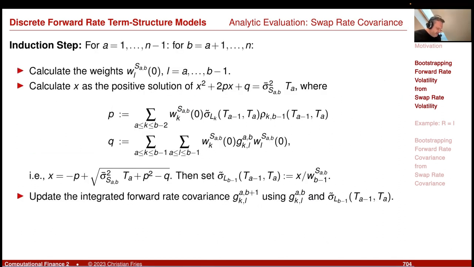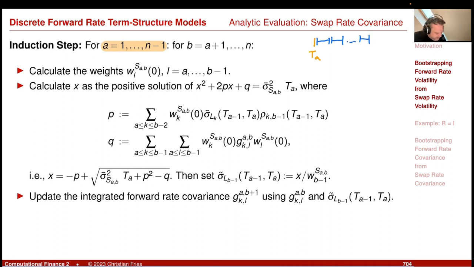So now having this, I can solve our little equation, our little problem. I step for the starting time of the swap from T1 to Tn. So this is my Ta, the start of the swap. Then we have inside different forward rates, and so on.